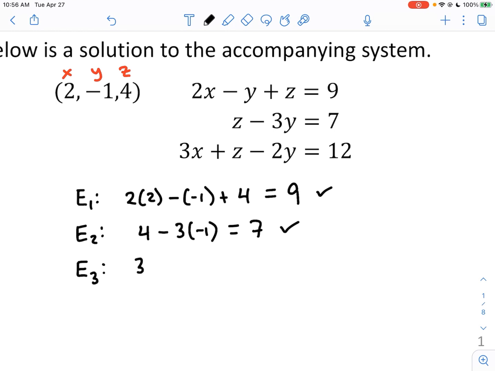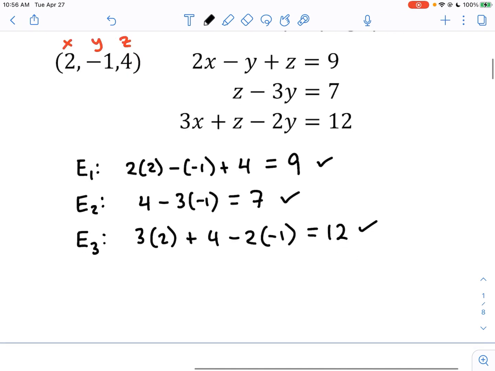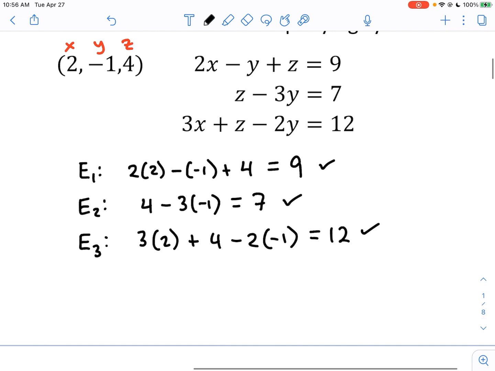So 3 times x is 2, plus z is 4, minus 2 times y is negative 1. So we get 6 plus 4 is 10, plus 2, that does give me 12. And so we have satisfying all 3 equations at the same time. Thus, the point (2, -1, 4) is a solution.